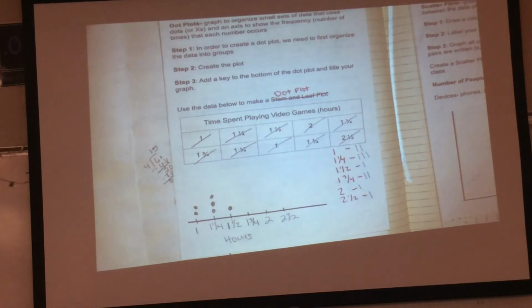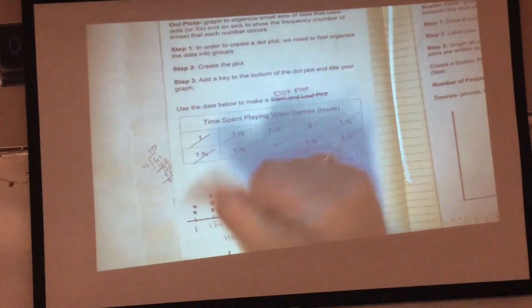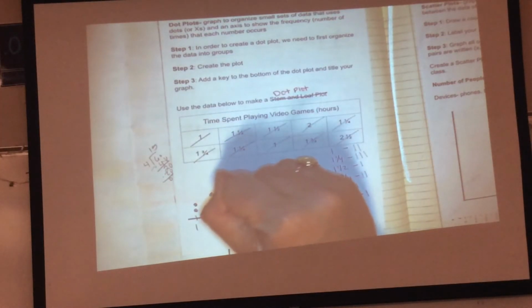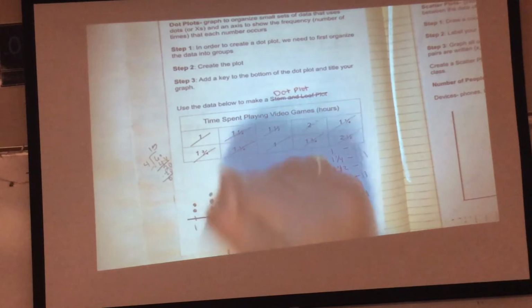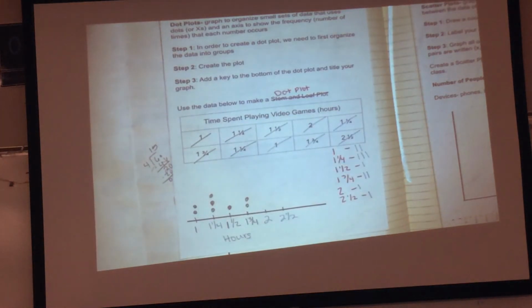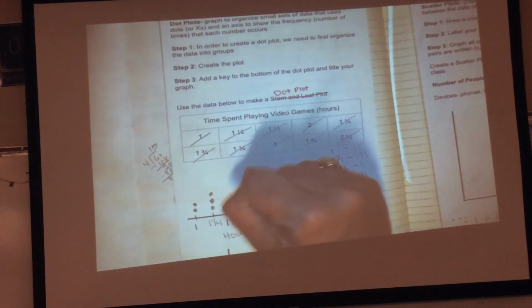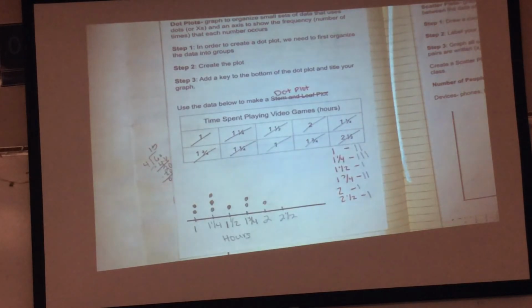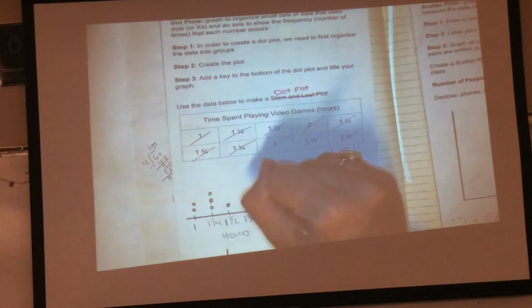How many people spent 1 3/4 hours playing video games? 2. How many people spent 2 hours playing video games? 1. How many people spent 2.5 hours playing video games? One. That'll be 2:30, 2 hours and 30 minutes.